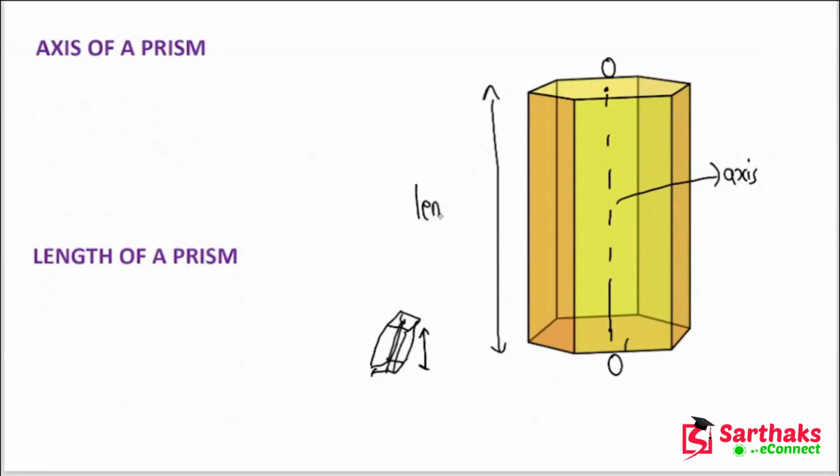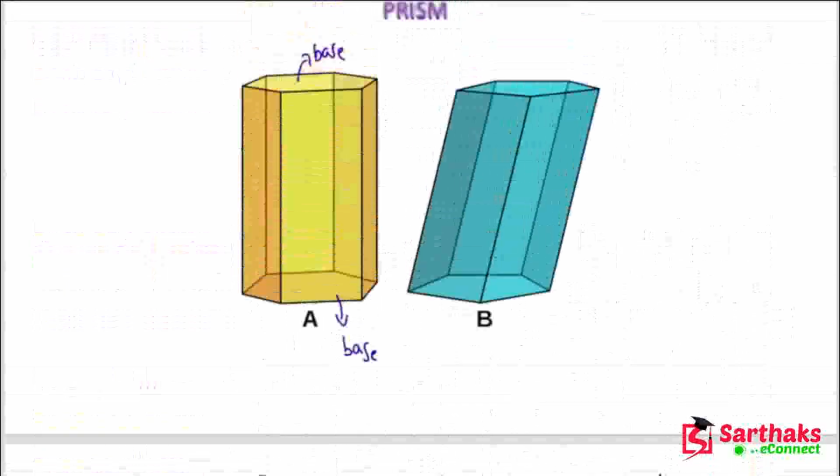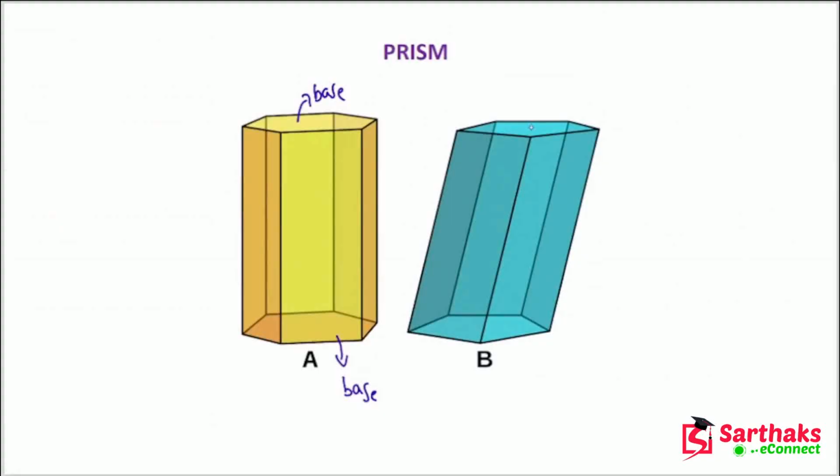Okay, this is the length, because if you talk about length it will be OO dash only. If we talk about length it will be OO dash, and axis would also be OO dash, right? But because it is a right prism, you can talk about a length and height as a synonym. But if I take you to this figure, in this particular figure, now let me show you.